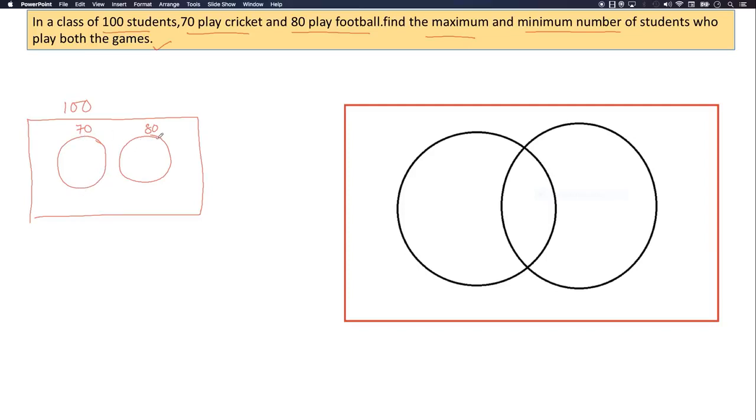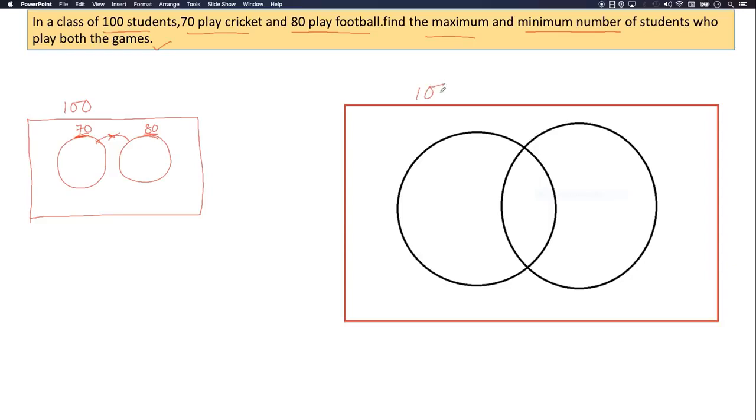No. If we sum this up, 80 plus 70 makes 150, and it would definitely burst this universal set. So we cannot take this consideration. So there must be an overlap of these two sets. Fine. So that's what we have done over here.